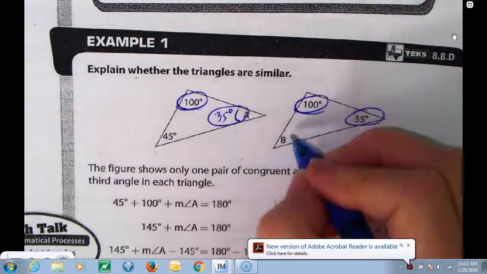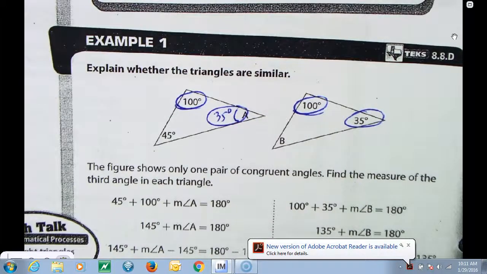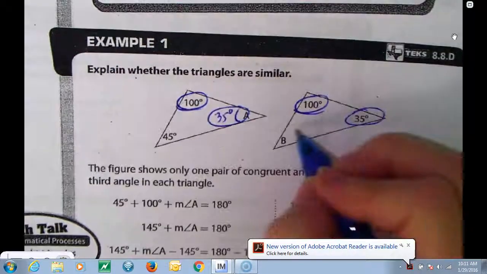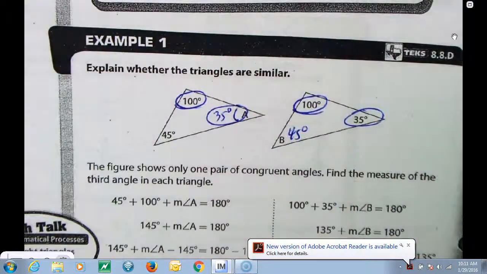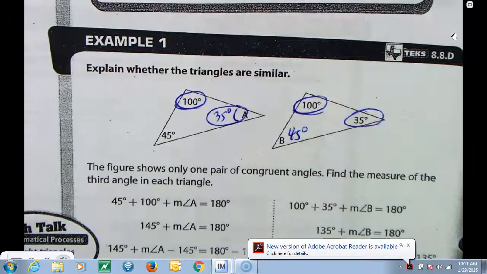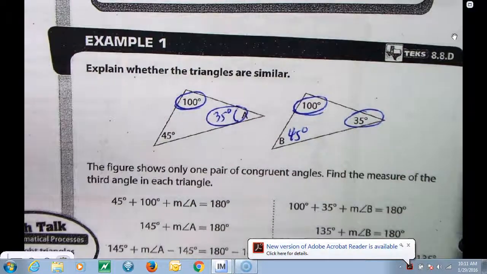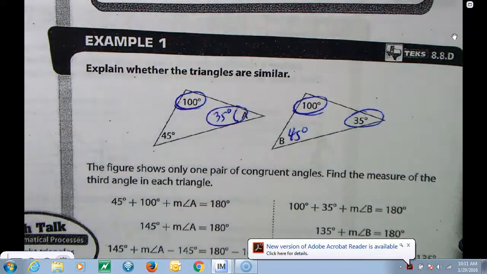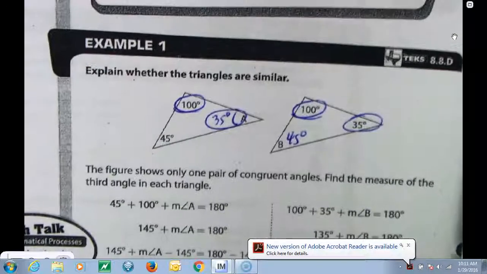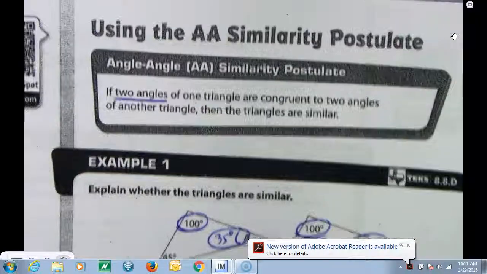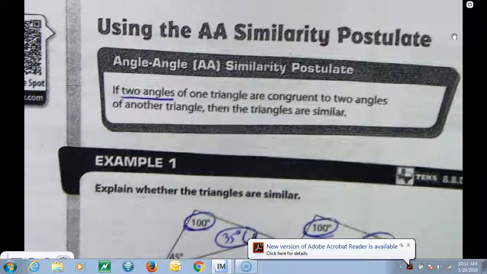But yeah, because they're telling us, hey, if you got two of them the same, there's no sense in doing the other one because you know it's the same. There's nothing else that B could be right now. You only have to test two. Well, you have to make sure two of them are congruent. Okay. Does everybody understand that? That's called the angle-angle similarity postulate.